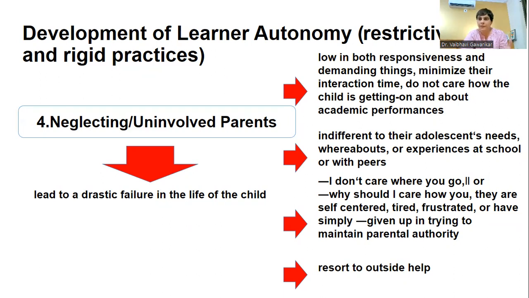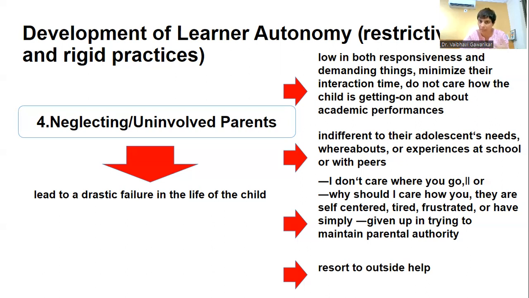And so the name itself suggests that these parents are a little on the side of not getting much involved with their children's academic efforts or the personal efforts that they make in their life. And we see that these parents are characterized by being low in both responsiveness and demandingness. So they do not respond much. And not only that, but they are not responsible enough for their children.